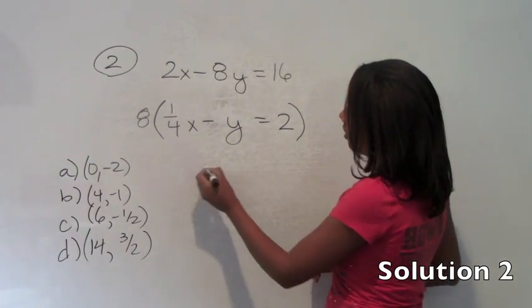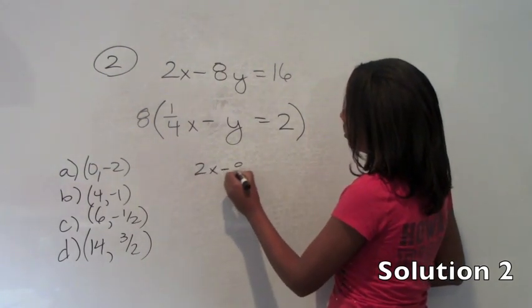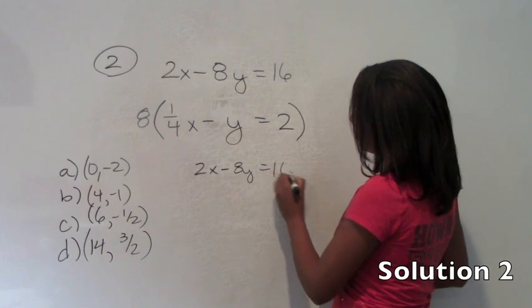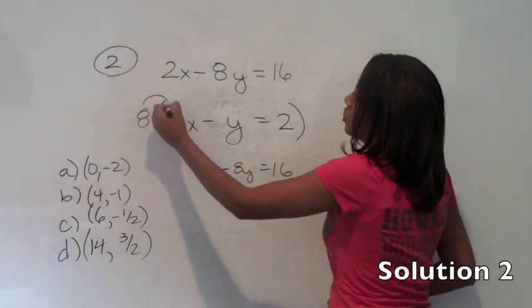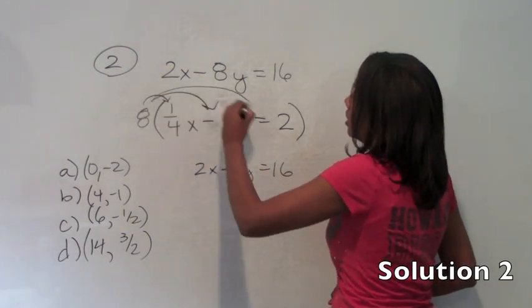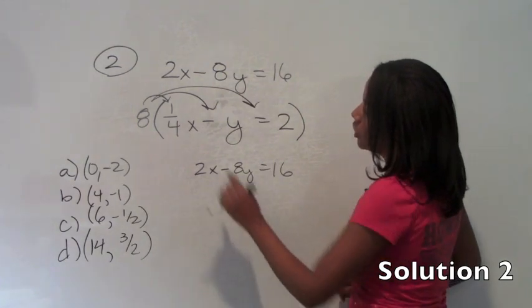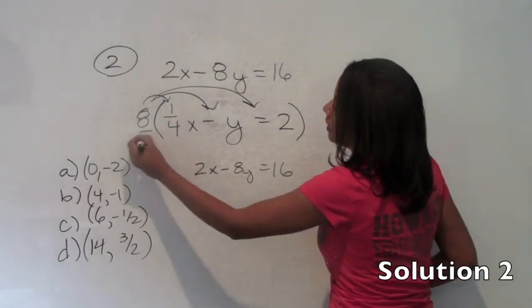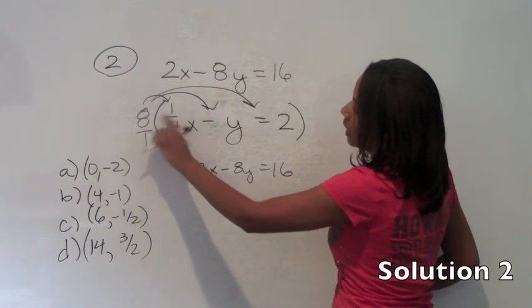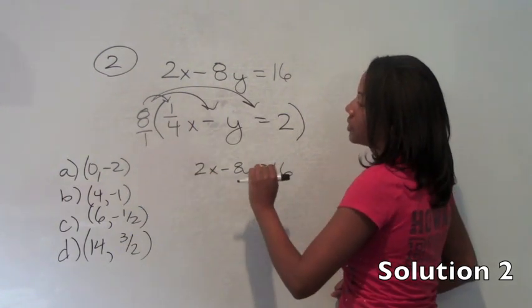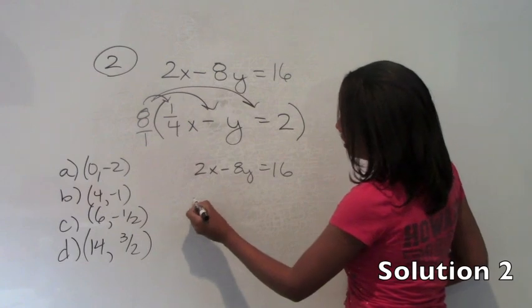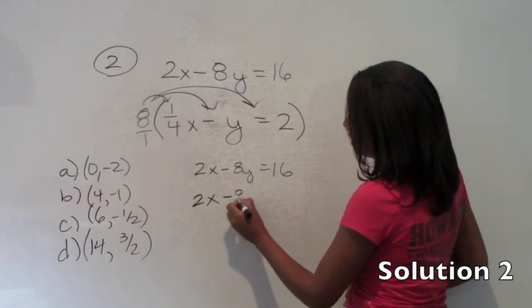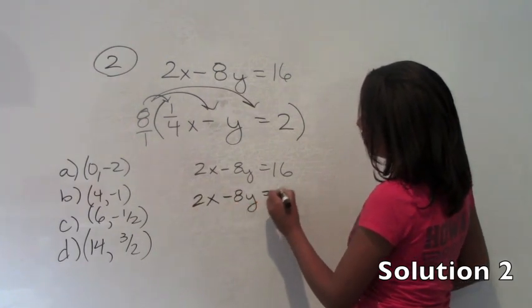It doesn't matter. Okay, so I'm going to recopy the first equation as is. And then I'm going to distribute this 8 throughout the equation. So 8 times 1/4 is 2. If you're not sure about that, put this over 1, multiply your numerators over your denominators. So you get 2x, then you get -8y equals 16.